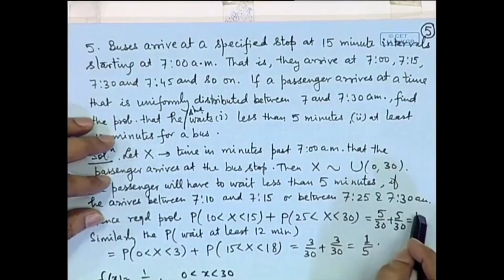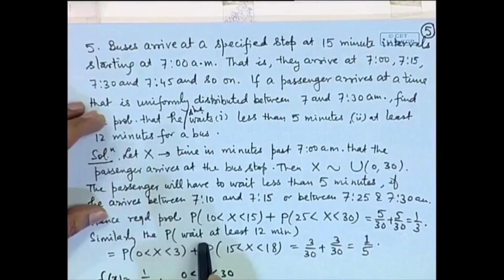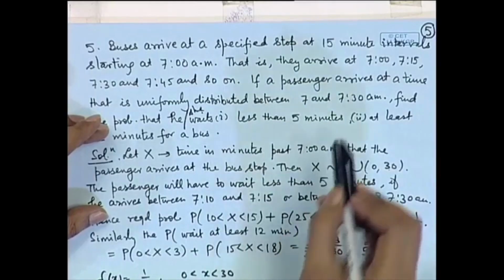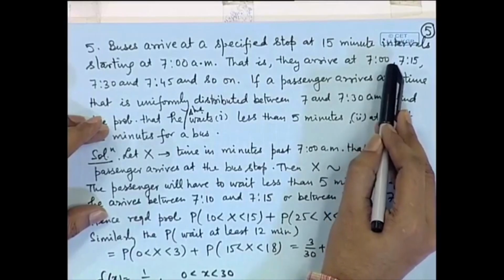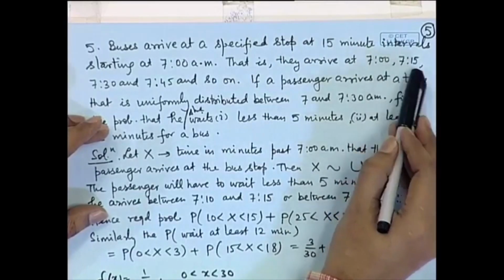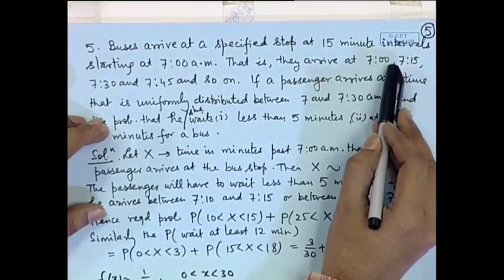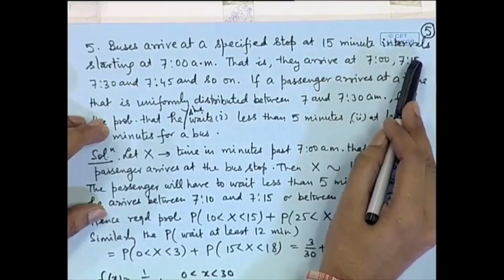That means the probability that he has to wait for less than 5 minutes is 1/3 of the time. In a similar way, consider the probability that he has to wait for at least 12 minutes. He will have to wait for at least 12 minutes if he arrives between 7 to 7:03, because if he arrives after 7:03, then he has to wait less than 12 minutes, because the next bus is at 7:15.